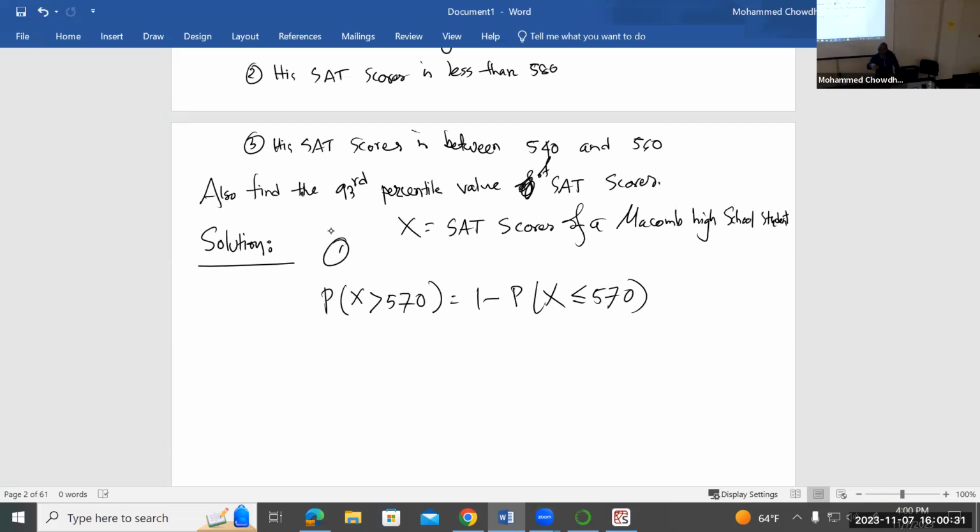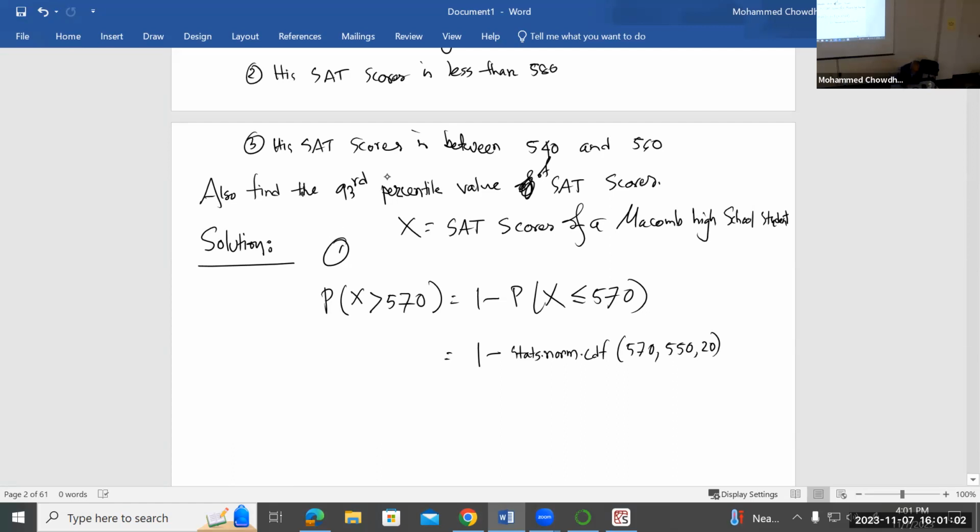So now what you can do, with the code that you have been given, you just write like this: stats.norm.cdf, and then 570, 550, and then 20. Did you get it or not?